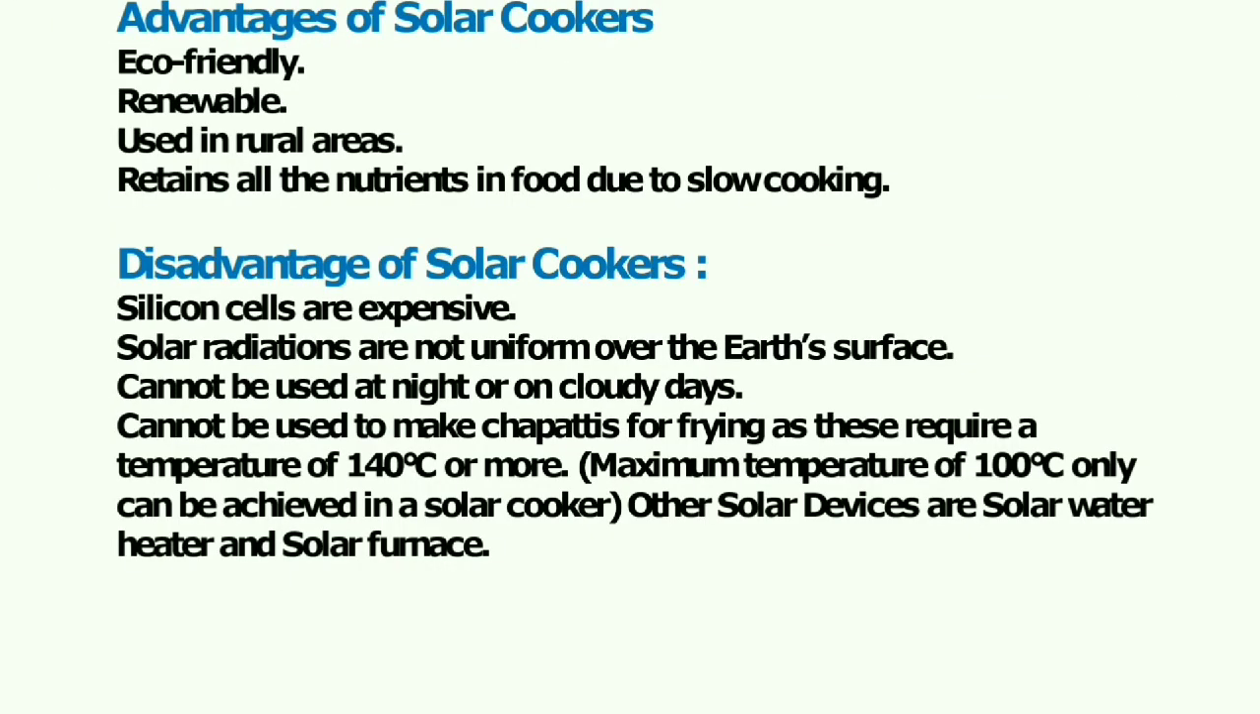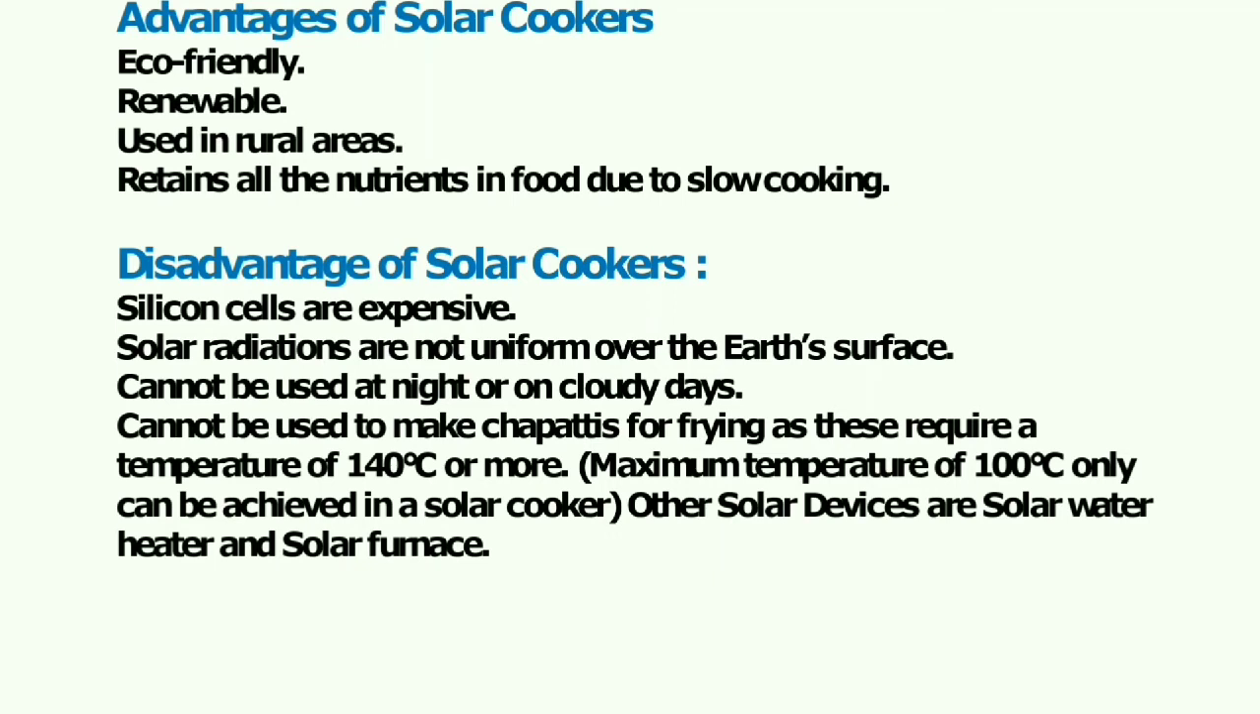Now coming to the advantages of solar cookers. Solar cookers are eco-friendly, renewable, and used in rural areas, and they retain all the nutrients in the food due to slow cooking. Whereas there are disadvantages for solar cookers. These include silicon cells, which are expensive, solar radiations which are not uniform over the earth's surface, and it cannot be used at night or on cloudy days.